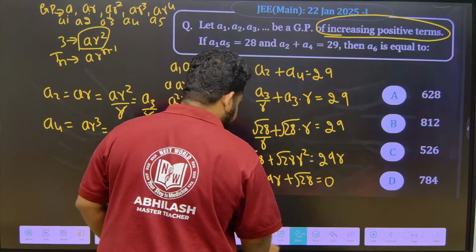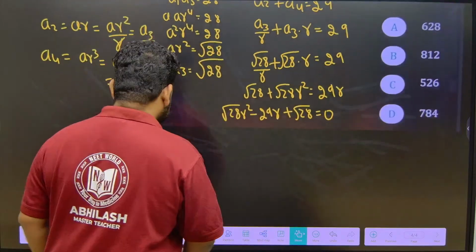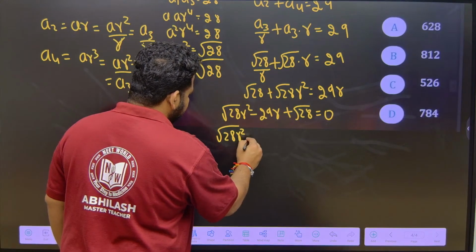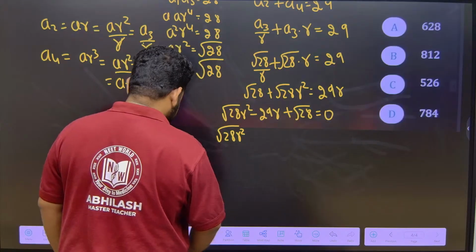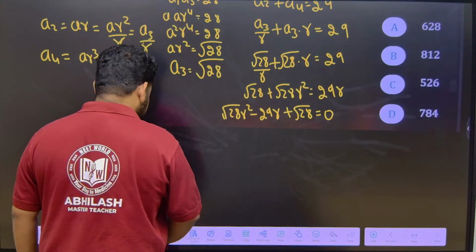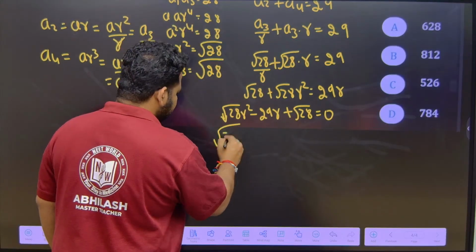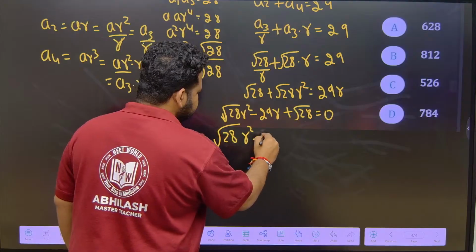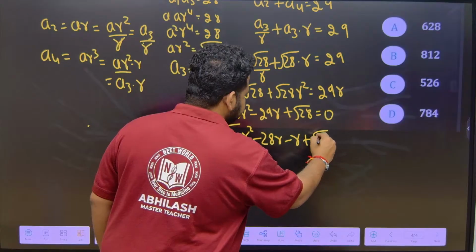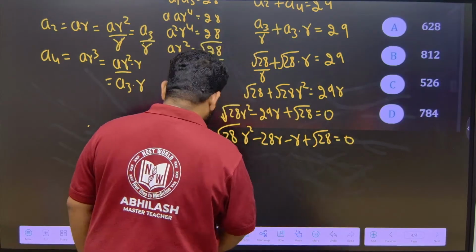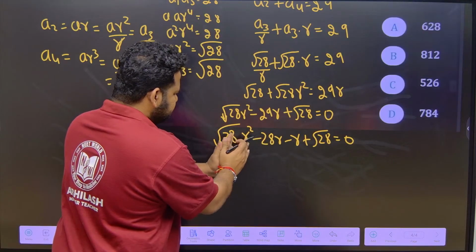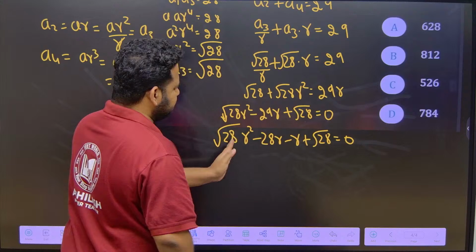Now how to factorize this? That is by splitting the middle term. So square root of 28 R squared, minus 28R, minus R, plus square root of 28 is equal to 0. Not a problem, you can keep it as it is. Now what is common here? Square root of 28 R is common.